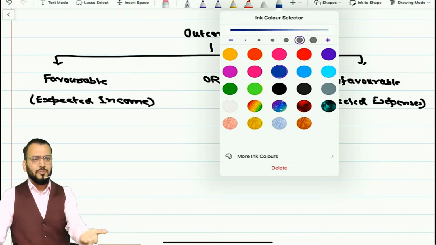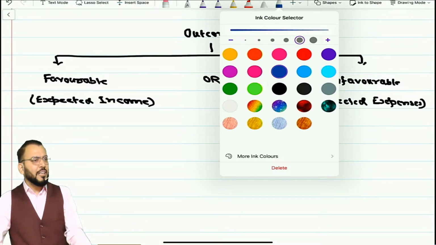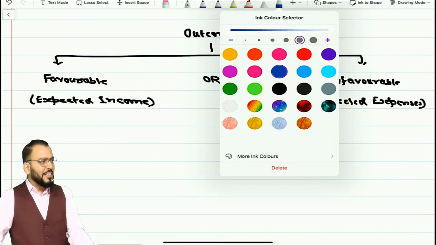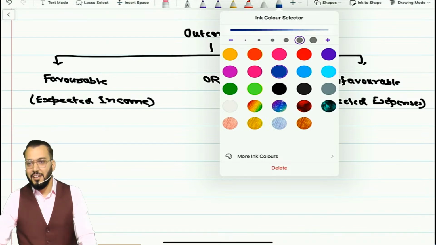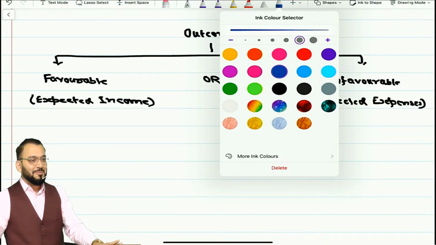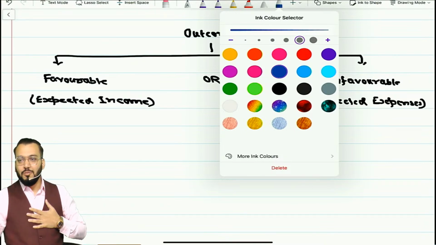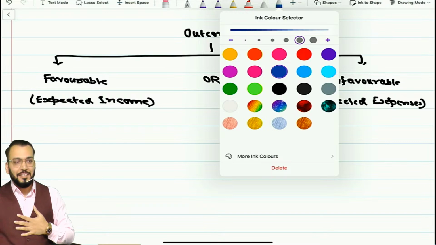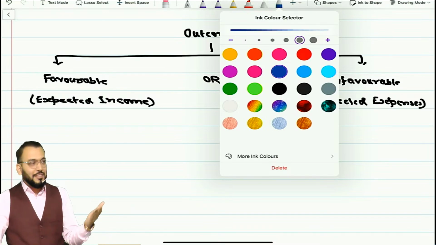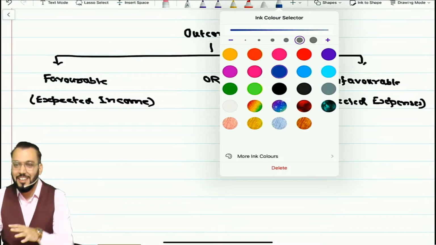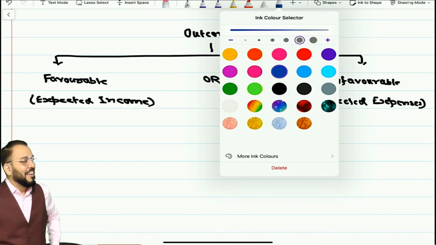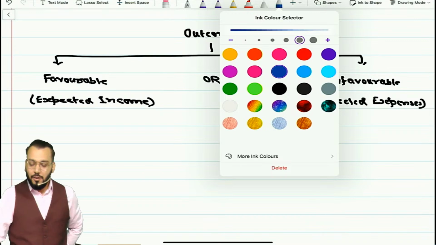Anyone here from a science background who converted from science to commerce because they realized that they are not suited? Okay, anyone from a science background? You need to always respect them because they came from another course to this course, na? Correct? Don't feel bad. Now you are a commerce student. Okay? So you are from a science background.